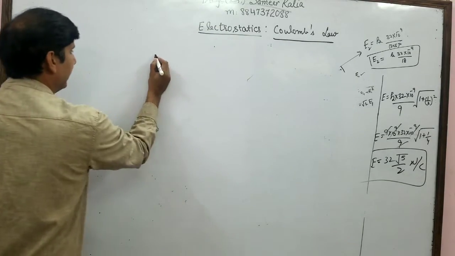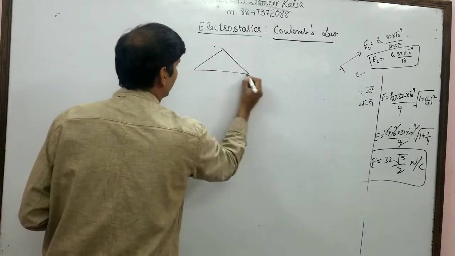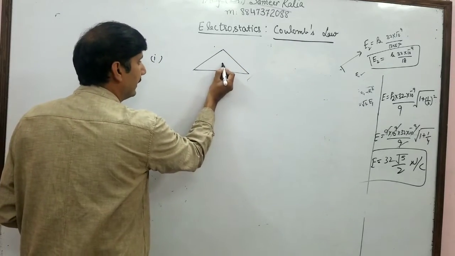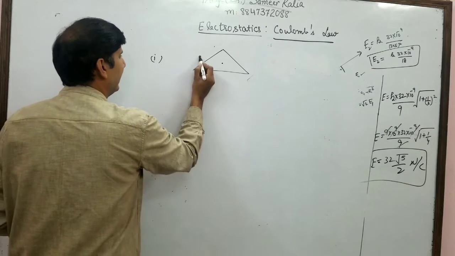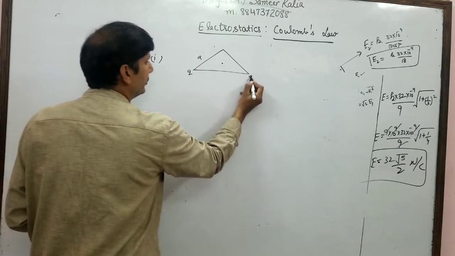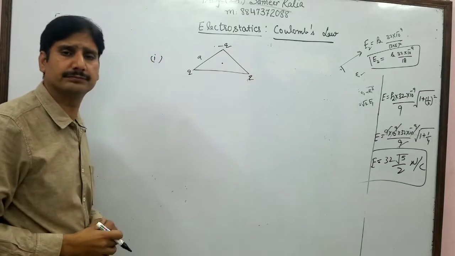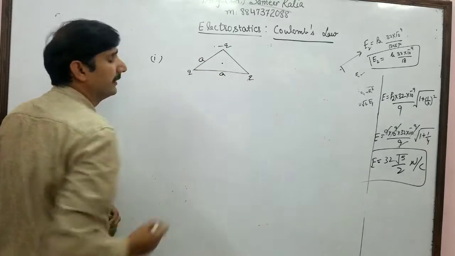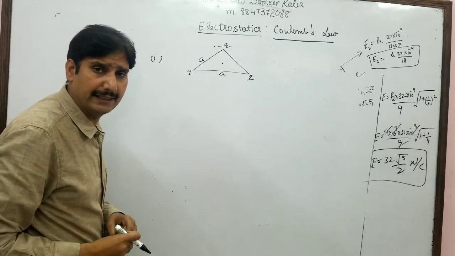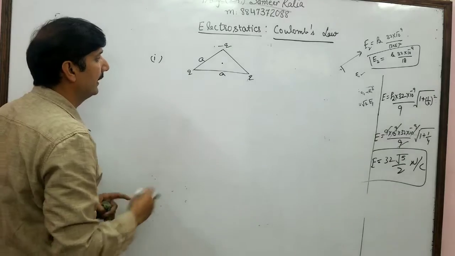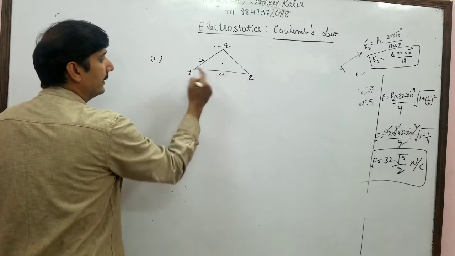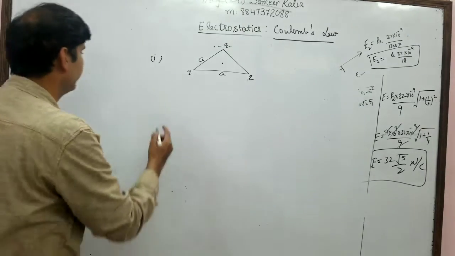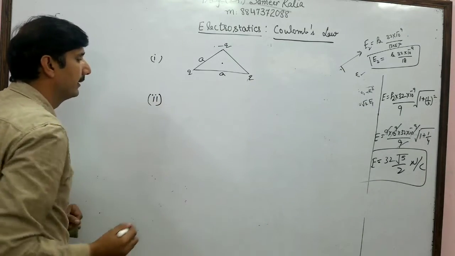Solve these questions. Let's say an equilateral triangle. Find electric field at the center. The side is say A. Charges are Q, Q and minus Q. Side is A. It's an equilateral triangle. And you wish to find out electric field at the center. The three vertices have got charges Q, Q and minus Q. Try this one.